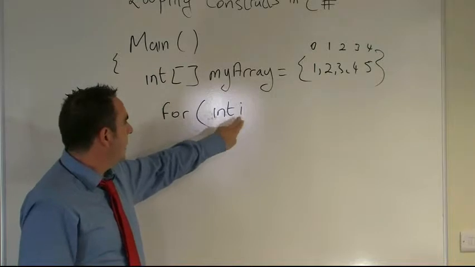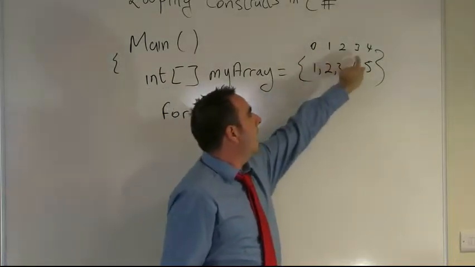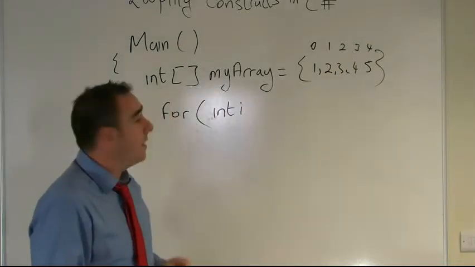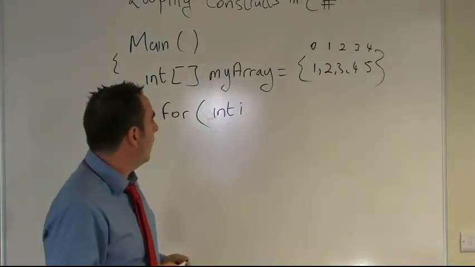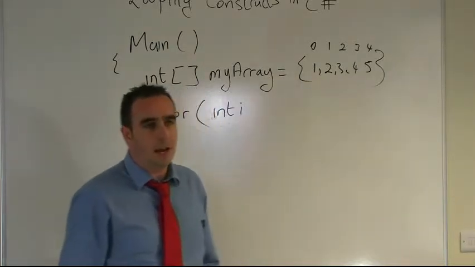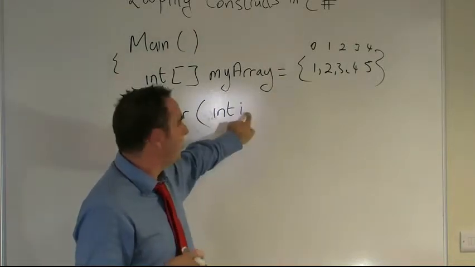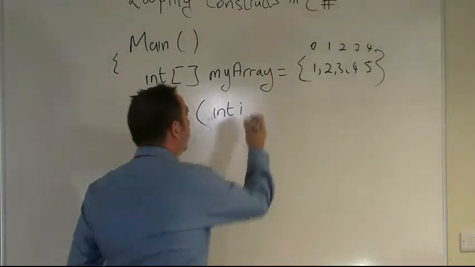And we're going to use this int i, and this is basically going to allow us to reference the index of the array, okay? So obviously when we want to print out the first item in the array, we have to know what the index is, and the index is always going to be 0. So we want to initialize this variable to 0, okay?